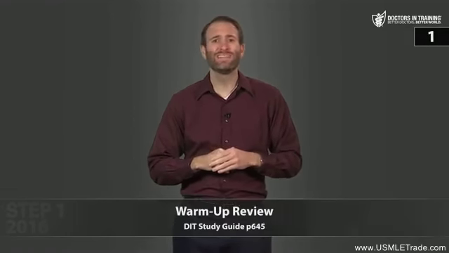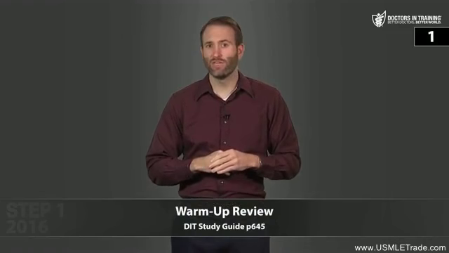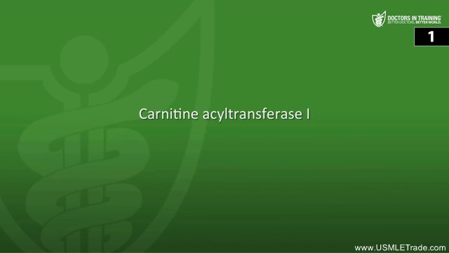It's time for the 3-question warm-up for Heme 6. Let's get going. What is the rate-limiting enzyme of beta oxidation of fatty acids? So the answer is carnitine acyltransferase 1.